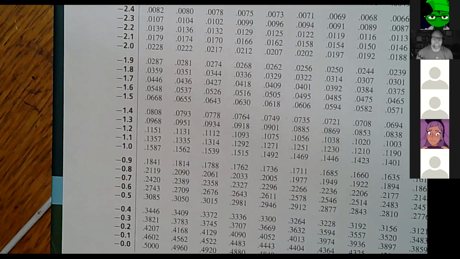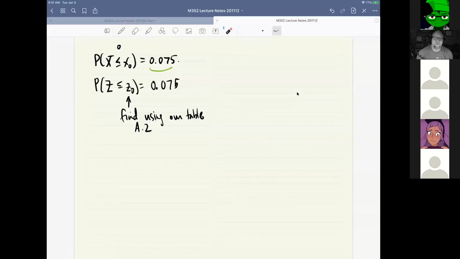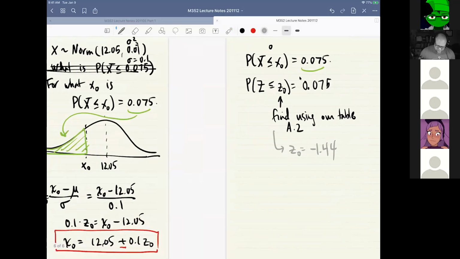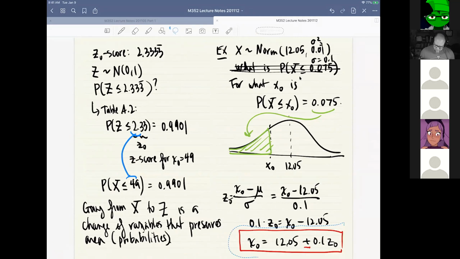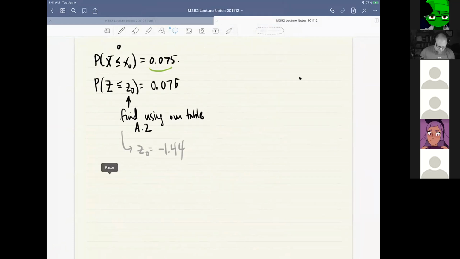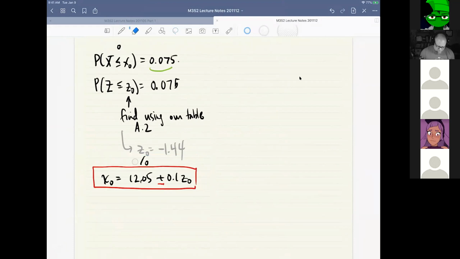Okay, so let me shift my book back so it doesn't fall off my desk, and let's go back to my tablet. So the table tells us that our z-score was negative 1.44. So going back here, we'll copy this. I just prematurely did this work. So this tells me my x is 12.05 plus 0.1 times negative 1.44.